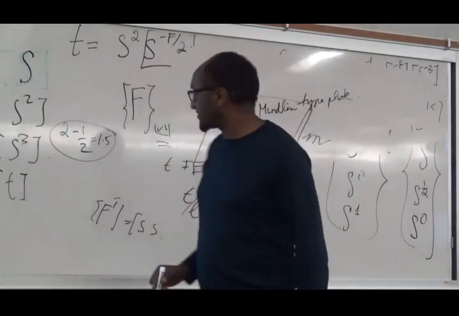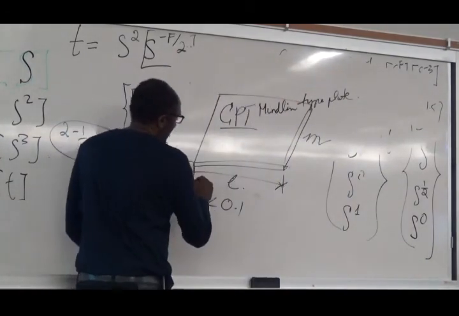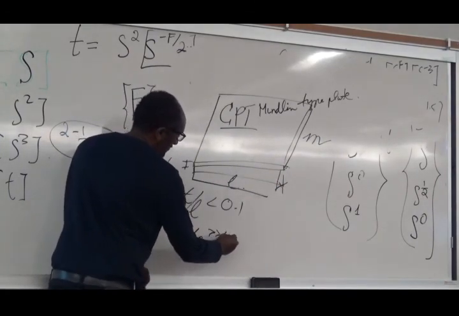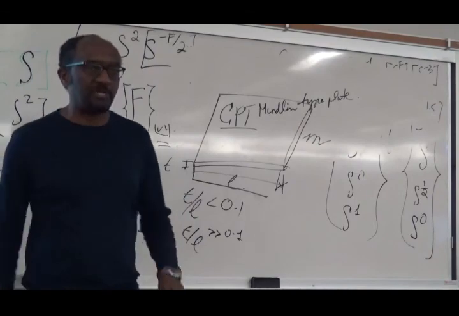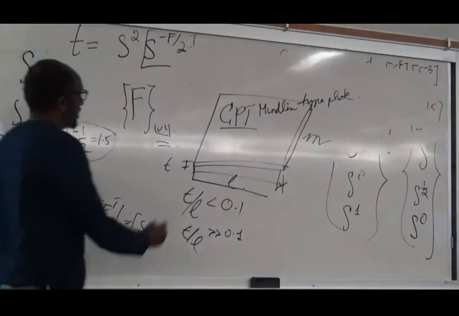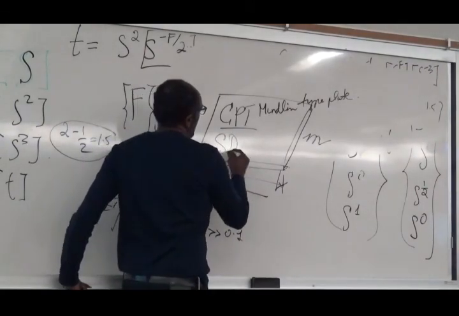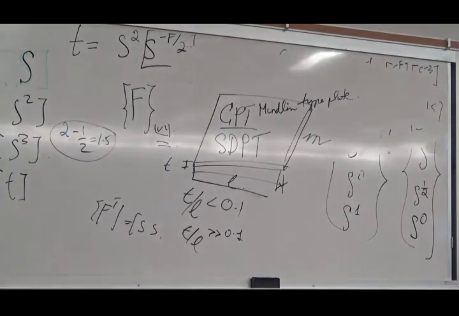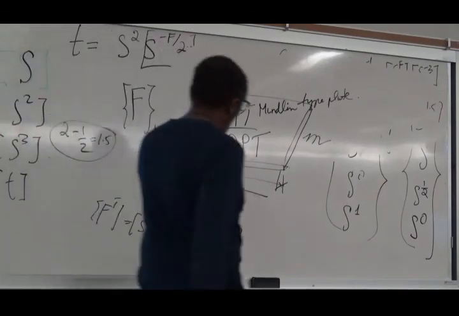The other one is, if it turns out the thickness is very, very high, so T over L is actually much larger than 0.1, 0.3, 0.4, then we have what we call shear deformation plate theory, SDPT. I mean, there are varieties, so you can call it SPT or whatever. Shear deformable or shear deformation plate here. Okay? And that is known as Timoshenko.